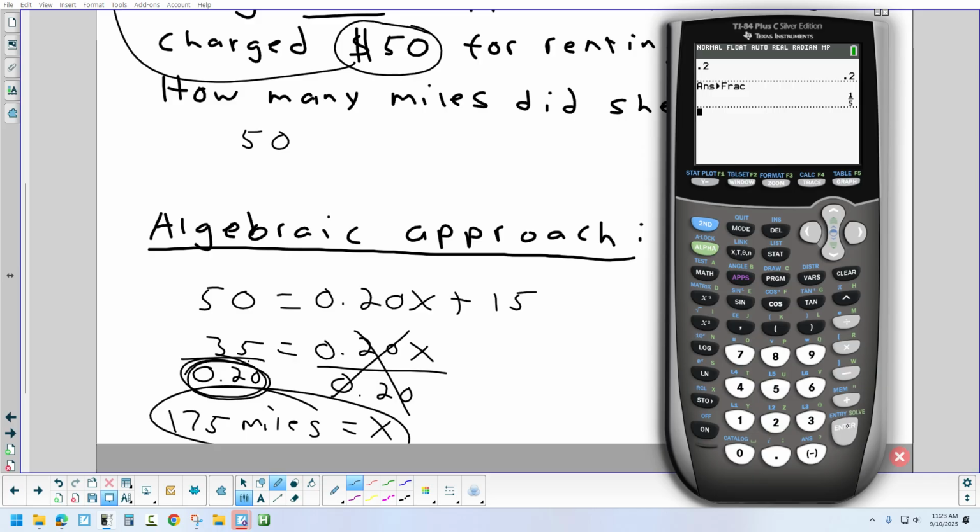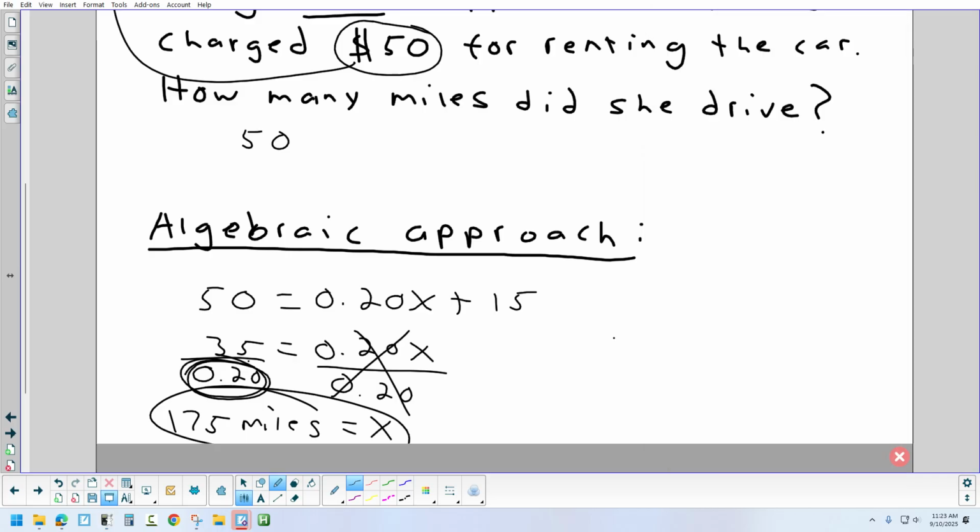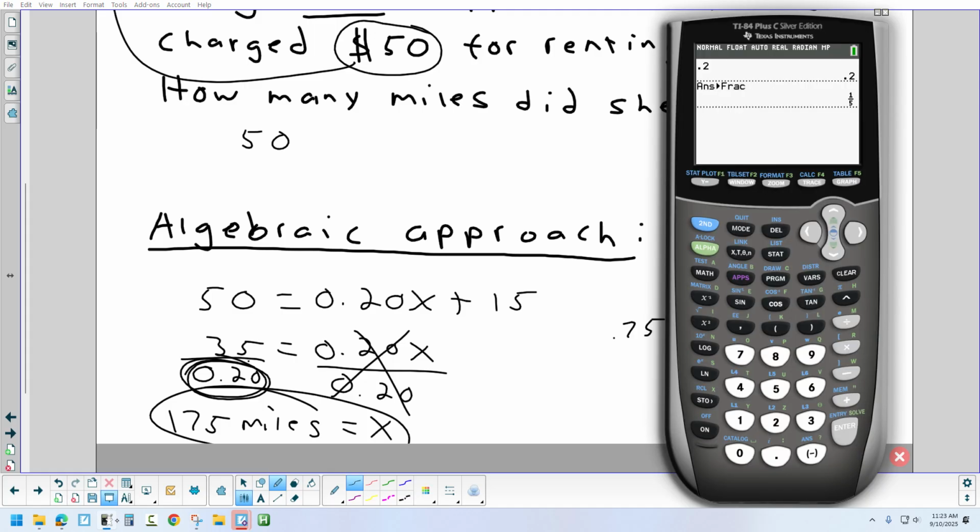Very cool. So same thing with something like if you had 0.75. 0.75, if you want to think about it as a percent, is 75 hundredths, 75 over 100. But what is 75 over 100 reduced to? 3/4. So if you do 0.75, math, fraction, it'll give you the reduced version, 3/4.